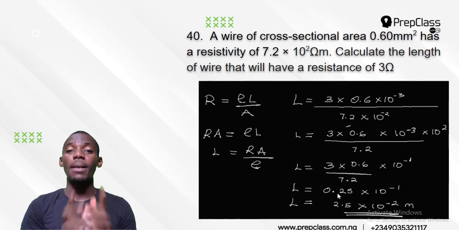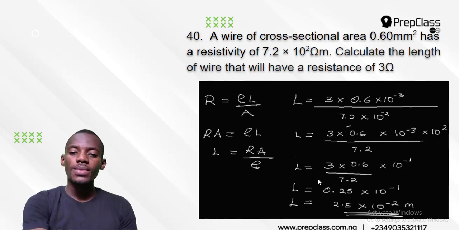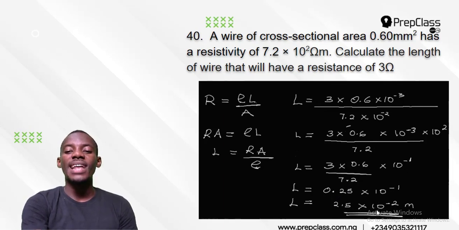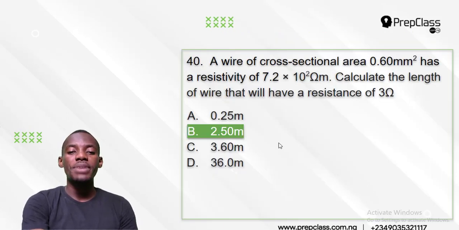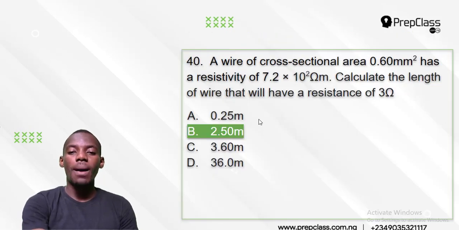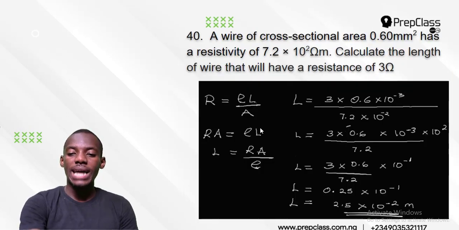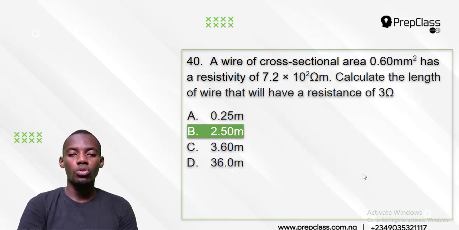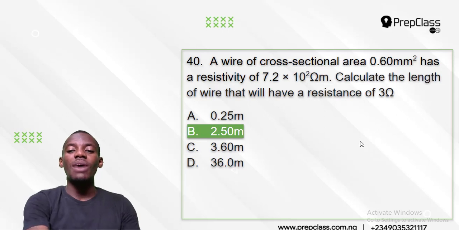But the last thing is to put it in standard form. So you move the point from here towards here, and there will be an extra minus 1, making it 2.5 times 10 to the power minus 2 as my length. And that is the answer. I'm making option B the correct answer. Actually, it is 2.5 times 10 to the power minus 2 meter. That's the answer for that question, the perfect answer.